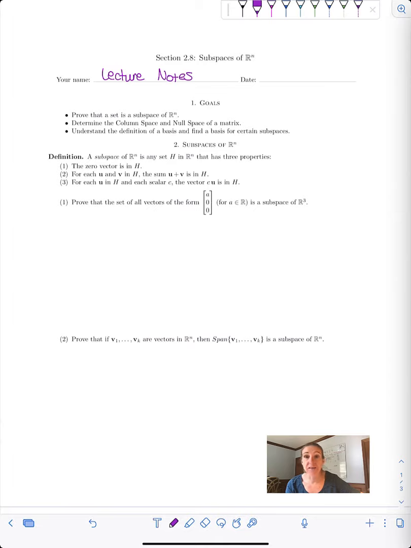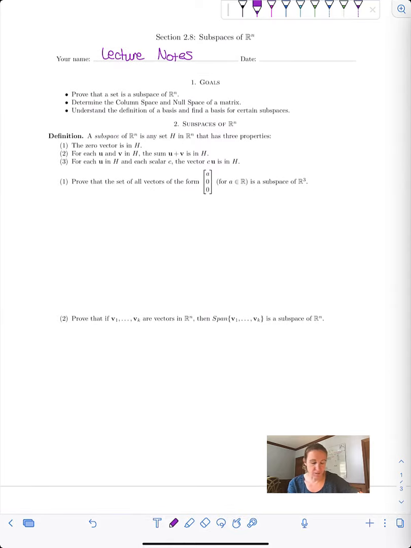So a subspace of the vector space Rn is any set H that sits inside Rn and has three properties. It has to contain the zero vector. Sums of elements in that space have to stay within that space, and anytime you take a vector in H and you multiply it by a constant, like a real number, that stays in the space.